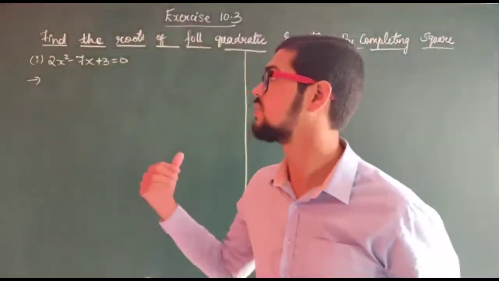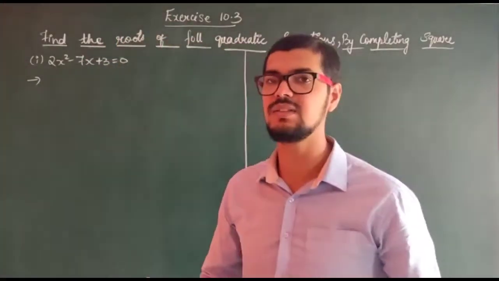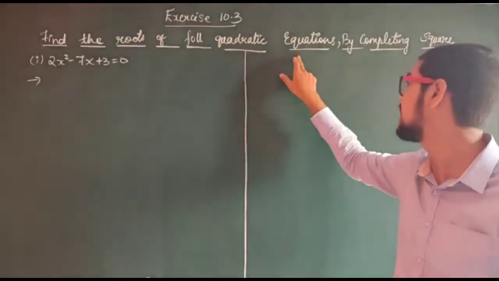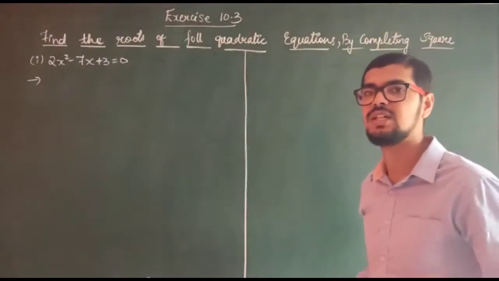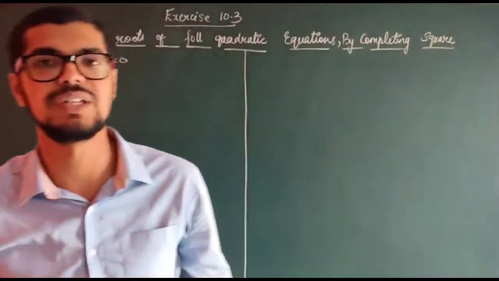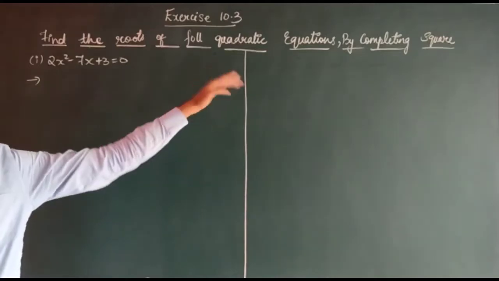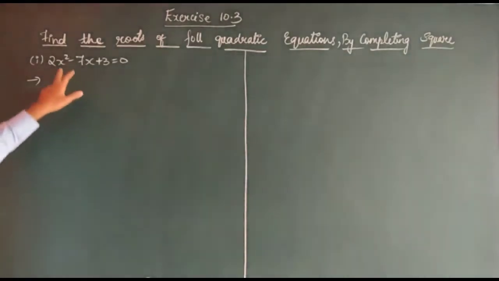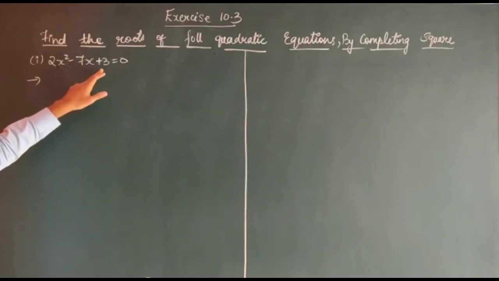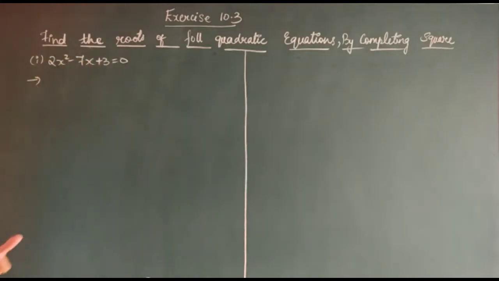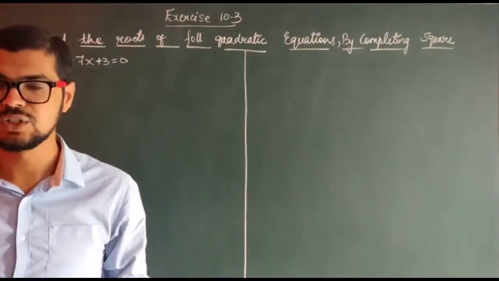So I hope you have watched my previous video. In that I have explained how we solve a quadratic equation by the completing the square method. Now in today's class, let us try solving problems based upon my previous video. The first question here is 2x square minus 7x plus 3 is equal to 0. I need to solve this quadratic equation by completing the square method.